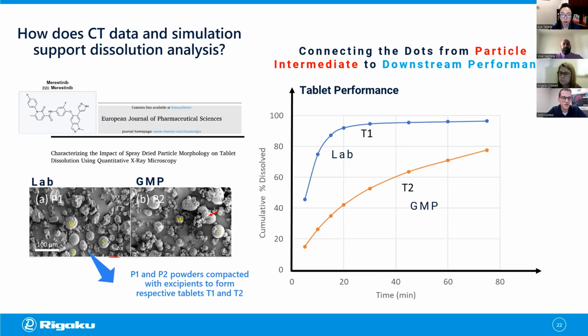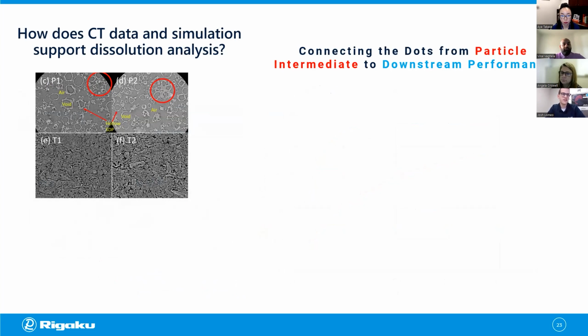We're nearing 100% release at about 20 minutes, whereas in T2, the GMP batches, we're looking at up to about 80 minutes, and we're only at 80% release. So quite a drastic difference in their performance. And where CT data came in here was actually looking at the corresponding particle batches and their tablet batches.